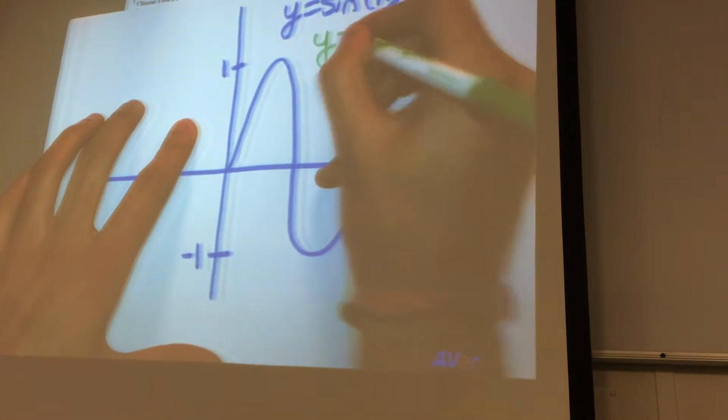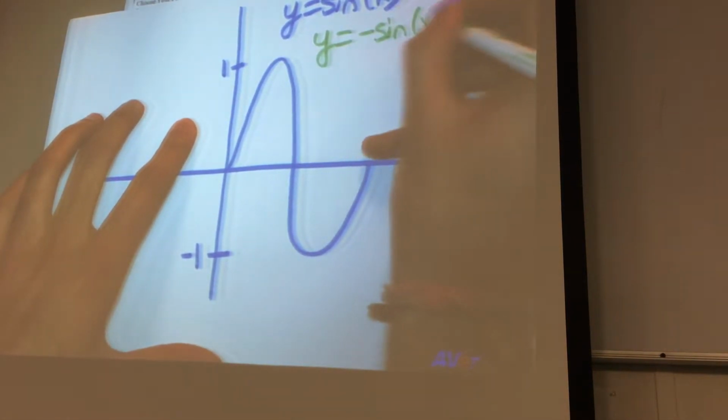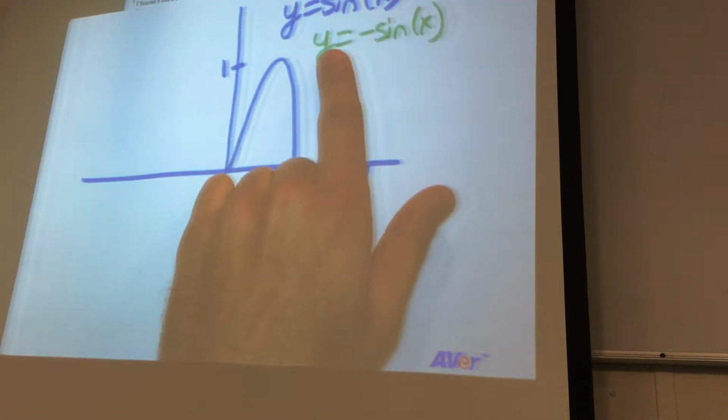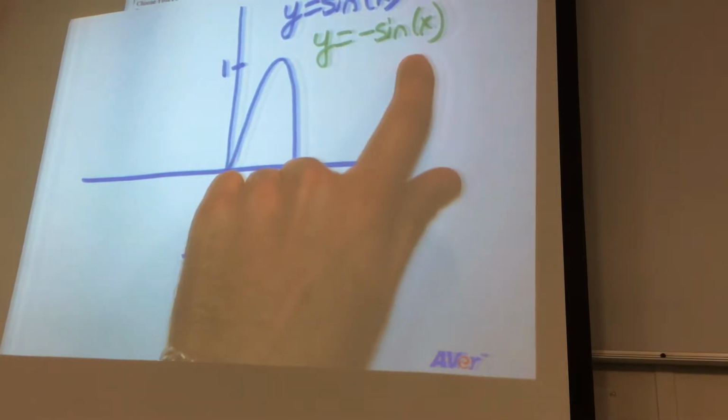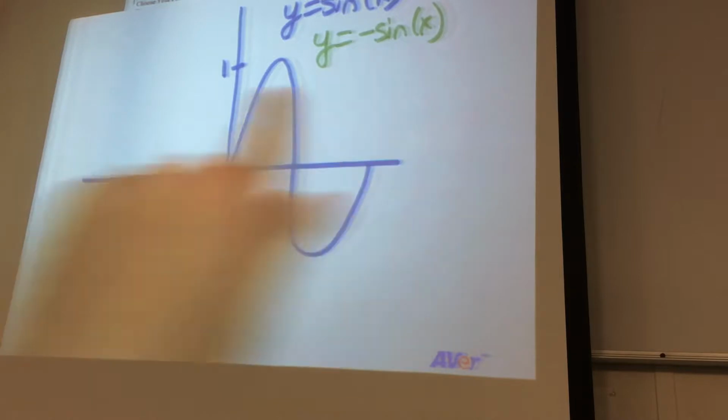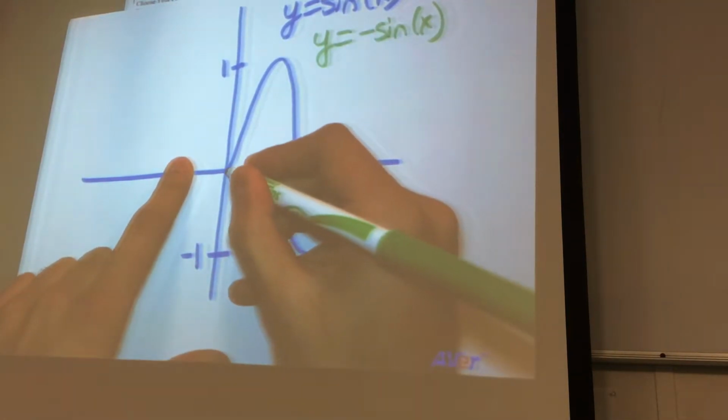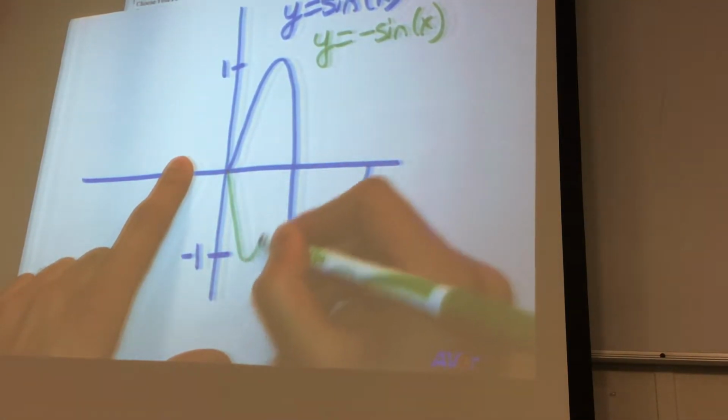Okay. The next graph. All right. Here's the next graph I want to draw. Y equals negative sine of x. So let me draw negative sine of x. So in blue we have regular sine. In green I'm going to draw the negative sine.